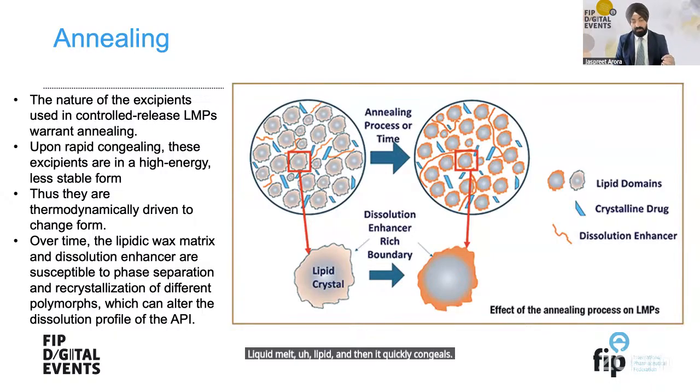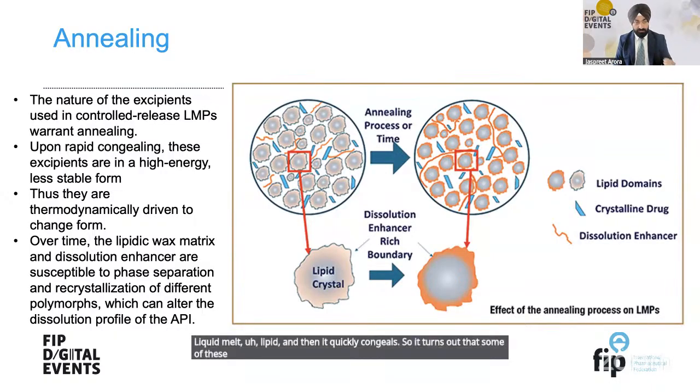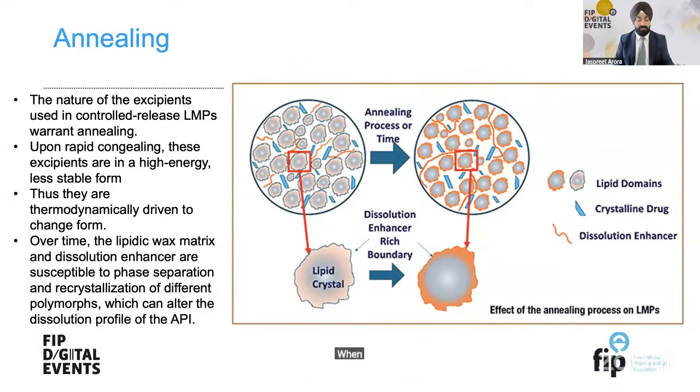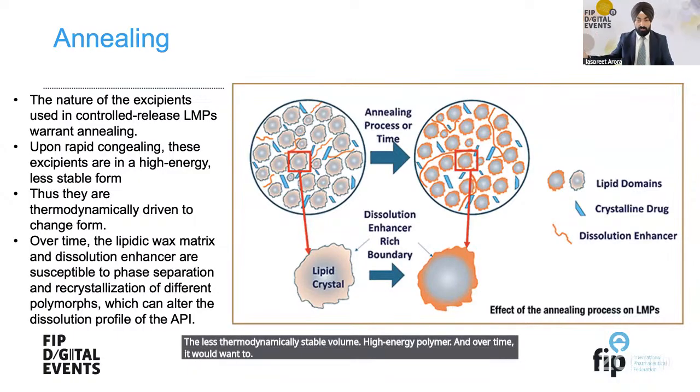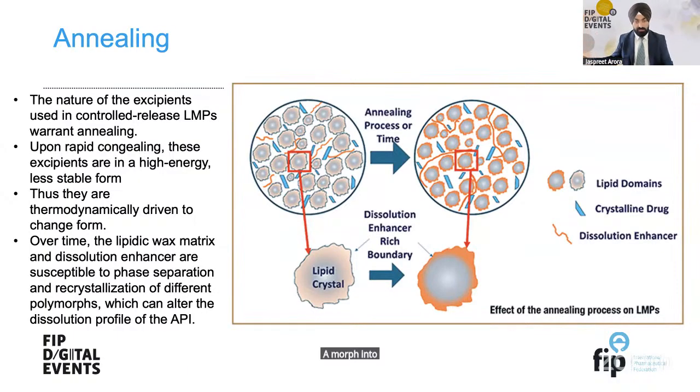So it turns out that some of these lipids, which can be a mixture of mono-, di-, and triglycerides, when you quickly congeal them, they go to the alpha polymorph, which is the less thermodynamically stable polymorph, a high energy polymorph. And over time, it would want to transition to the more stable beta polymorph. And this is what annealing is centered around.